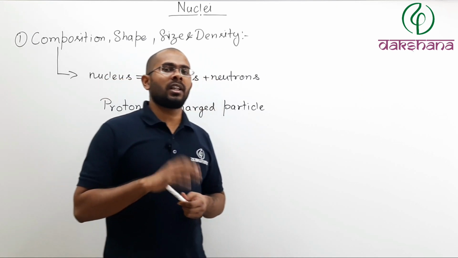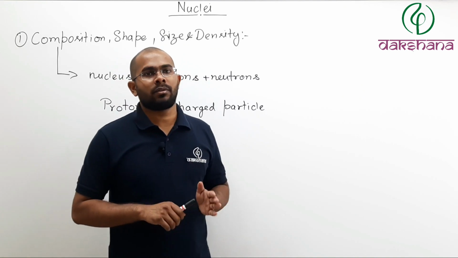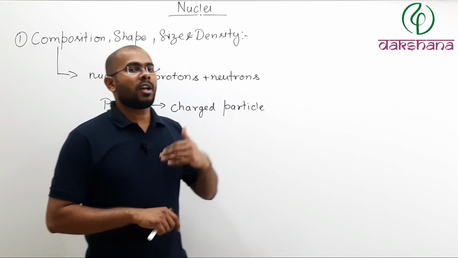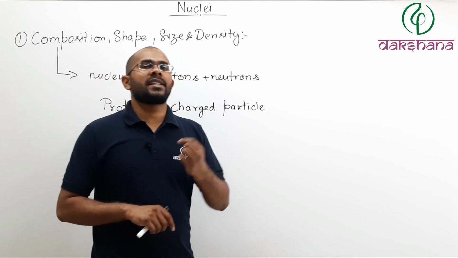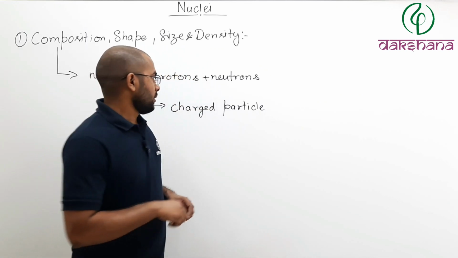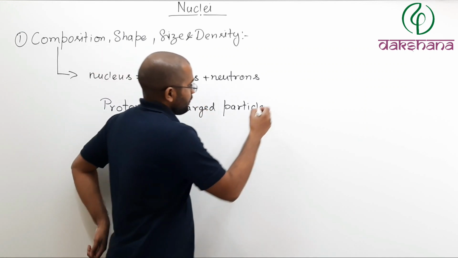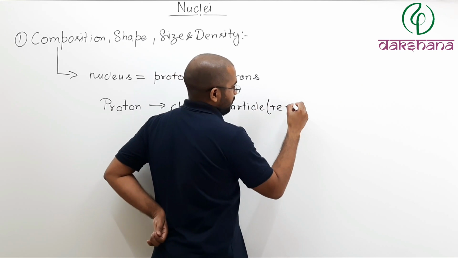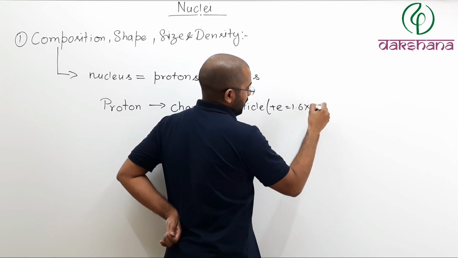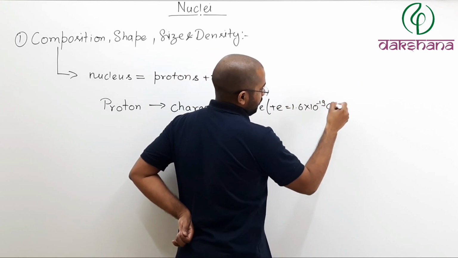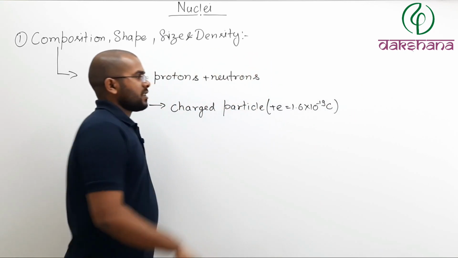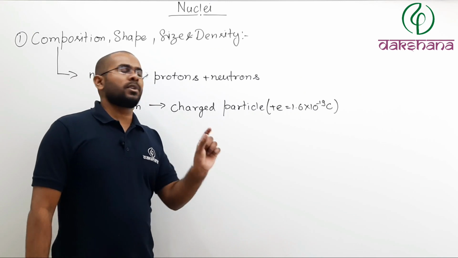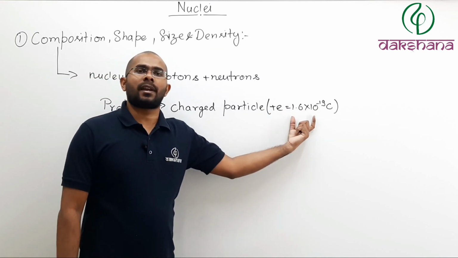How much charge is on an electron? You should remember that by now. 1.6 into 10 to the power minus 19 coulomb. On an electron, it is minus e. On proton, it is plus e, positive, which is equal to 1.6 into 10 to the power minus 19 coulomb. So the only difference is on electron it is negative, on proton it is positive. The magnitude is exactly the same.